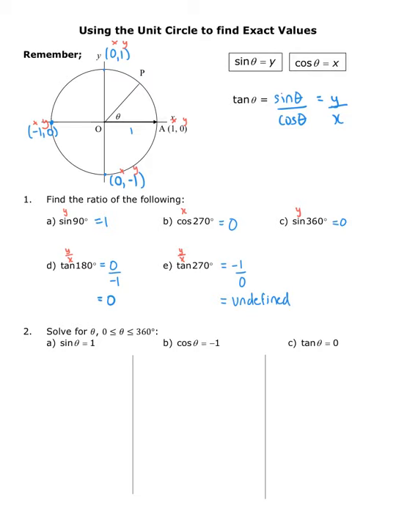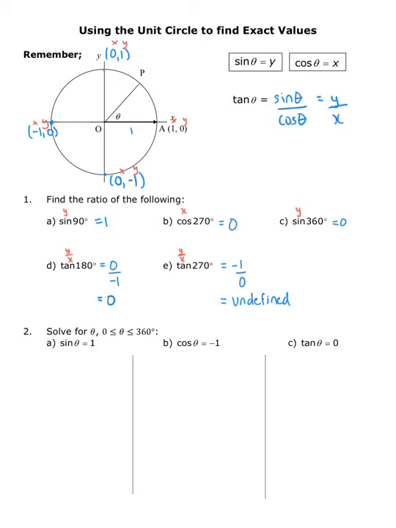So if you notice, on the axes, your values for sine and cos are always 0 or 1 or negative 1, and your values for tan are always going to be 0 or undefined because you're always doing 0 divided by a number or a number divided by 0 along those axes.